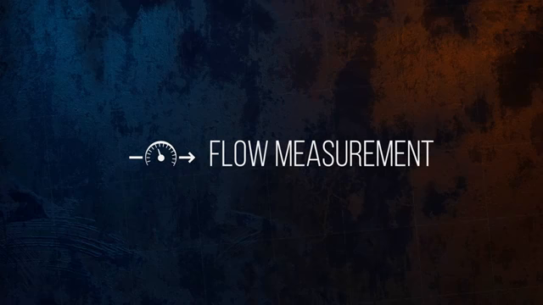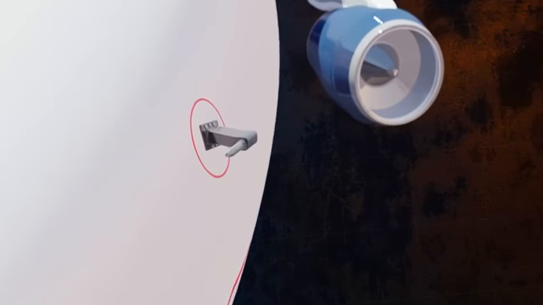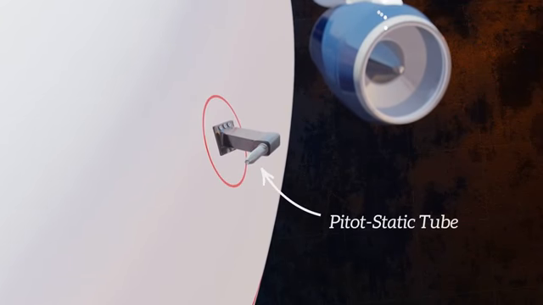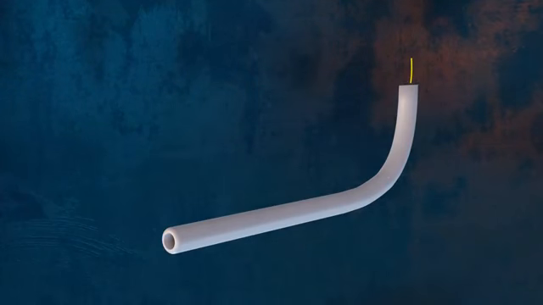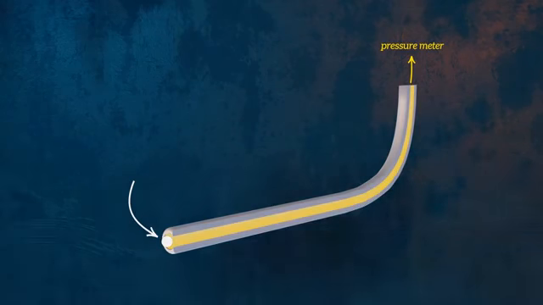Several different flow measurement devices rely on Bernoulli's equation to determine the velocity of a flowing fluid. The Pitot-static tube is one such device. It's often used in aircraft to measure airspeed. Here's how it works. If we place a tube into a flowing fluid, like this, and we attach a pressure meter to the end of it, the meter will measure the pressure at the end of the tube. At this point, the fluid velocity is reduced to zero, so it's called the stagnation point, and the pressure measured by the meter is called the stagnation pressure.